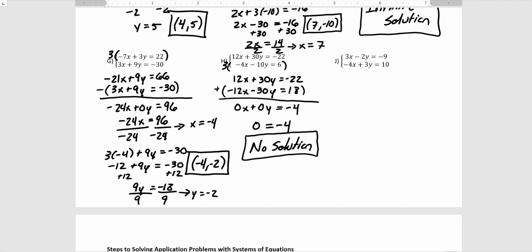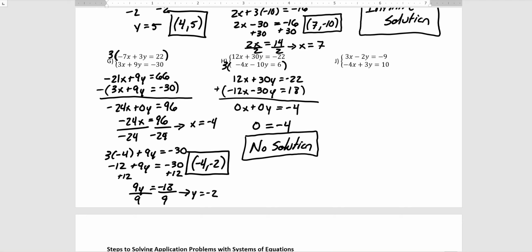All right, last one for today. Why don't you go ahead and try letter J on your own, pause the video, and then we will check it together. All right, so letter J you could have done a couple of different ways. You could have eliminated x by getting them both to equal like 12, or you could have eliminated y by getting them to both equal 6. And no matter which one you choose, we should end up with the same answer.